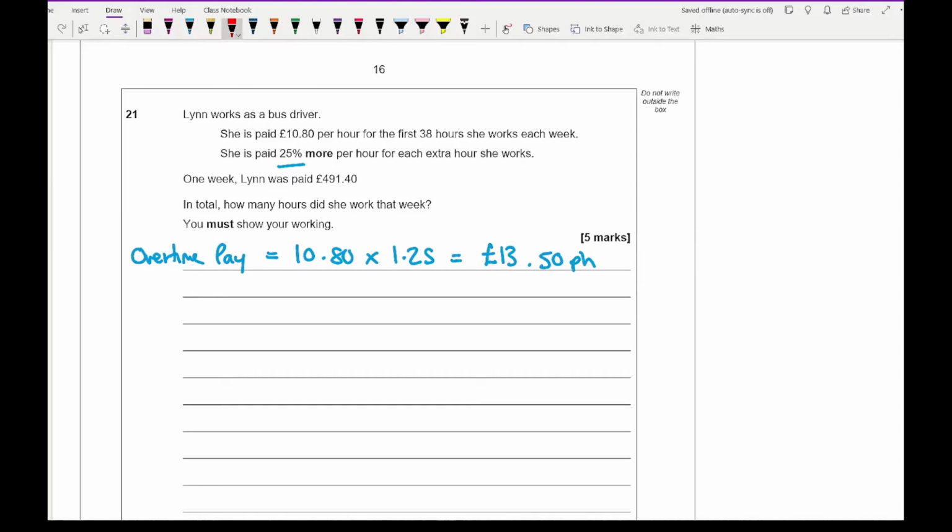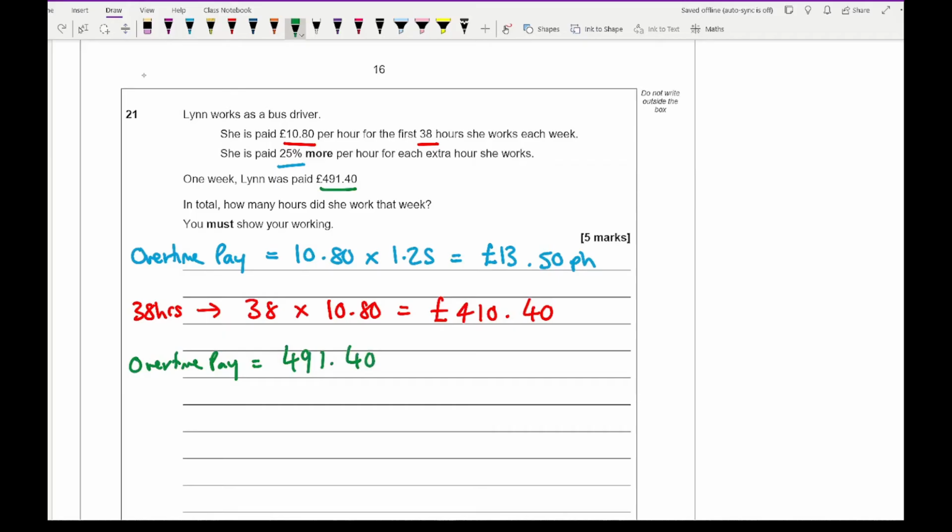Now the next thing we can work out is how much she earns working 38 hours. So working 38 hours is going to be 38 times £10.80, which comes to a total of £410.40. So in terms of the overtime pay, that's going to be her total pay, which was £491.40, minus the standard pay, which was £410.40, and that comes to a total of £81 of overtime pay.